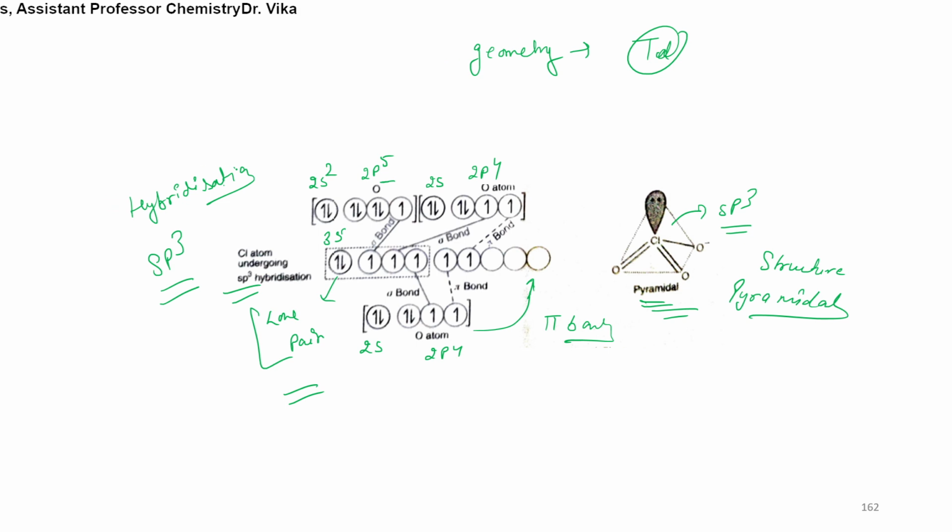So I hope both of the examples are clearly understood. The first one is the perchlorate ion, and the second one is the chlorate ion.